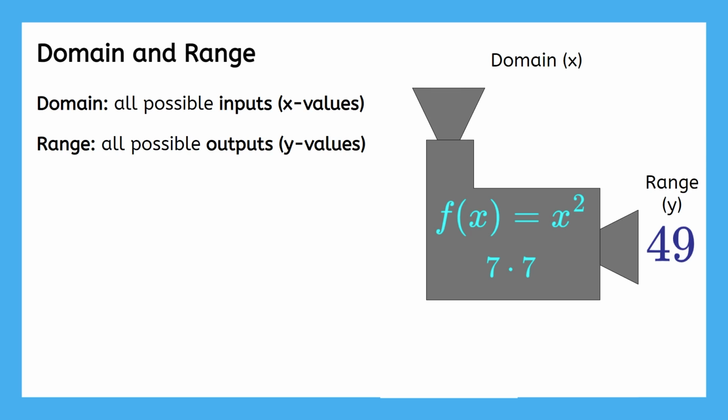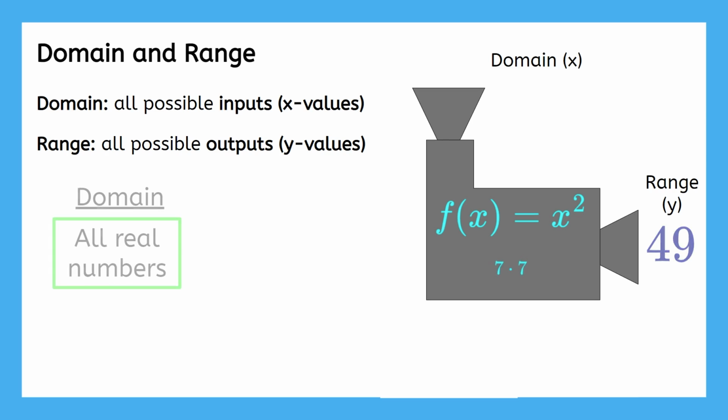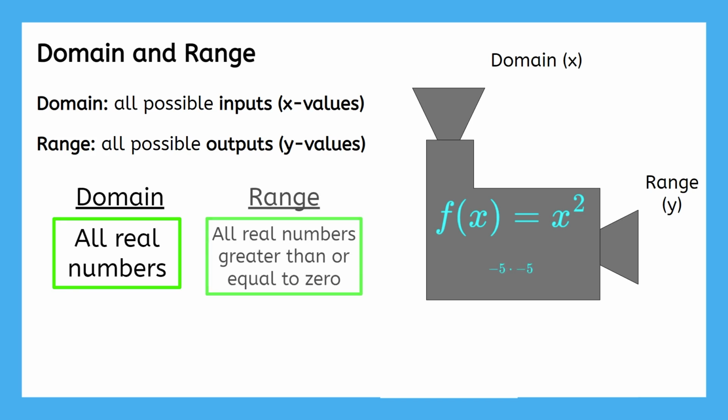We can put any number into this machine because you can multiply any number by itself without running into problems. Therefore, the domain of this function is all real numbers. But although the domain includes all numbers, the range of this function does not include any negative numbers. No matter what real number you square, you can never end up with a negative answer.